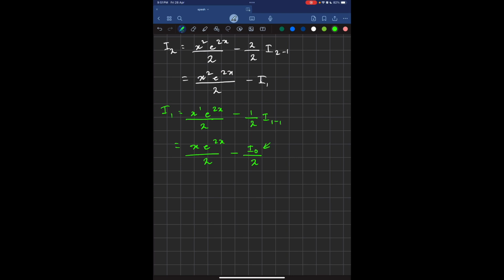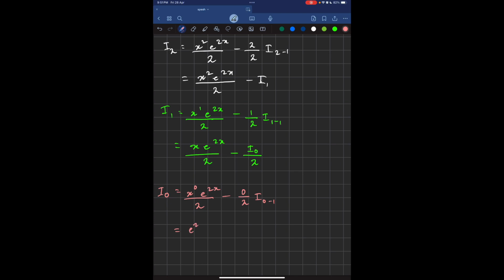Now we have I0, but we don't know what I0 is. So let's find out what I0 is by making n equal to 0. So I0 is equal to x to the power 0 times e to the power 2x on 2 minus 0 on 2 times I0 minus 1. Now, when anything is to the power 0, it becomes 1, no matter what.